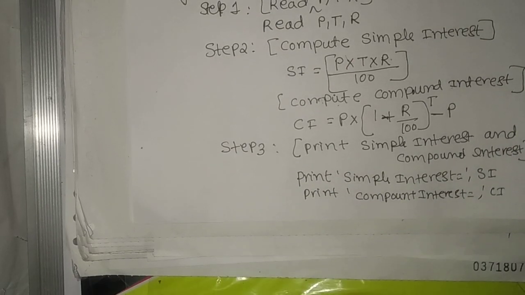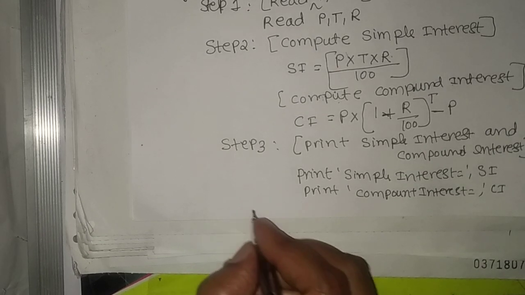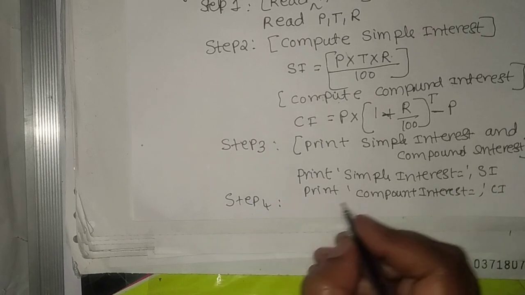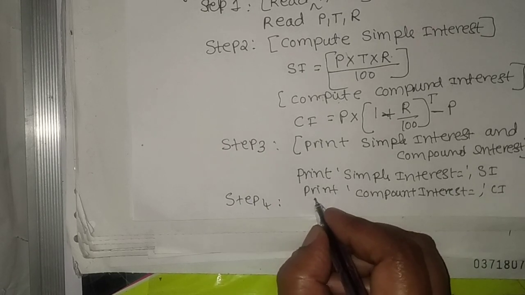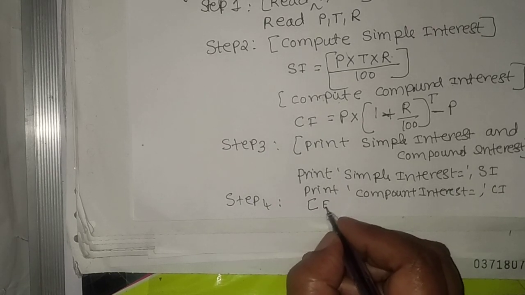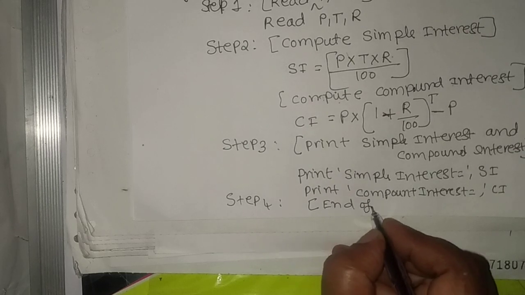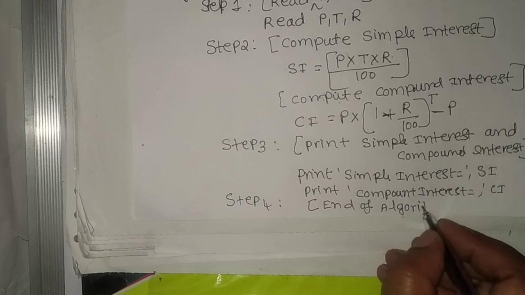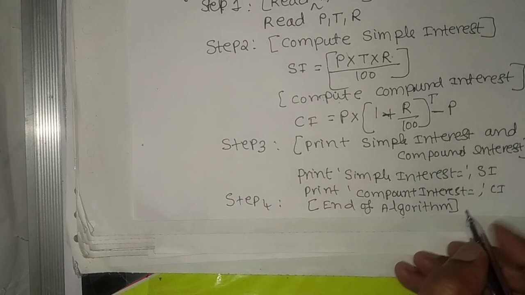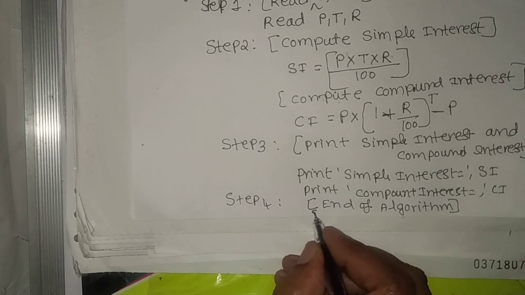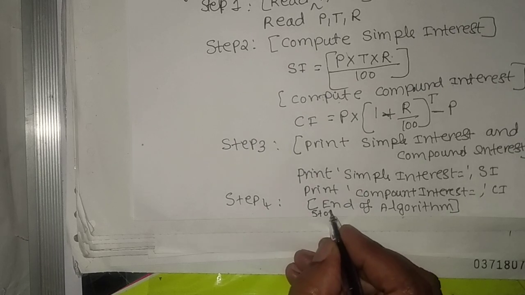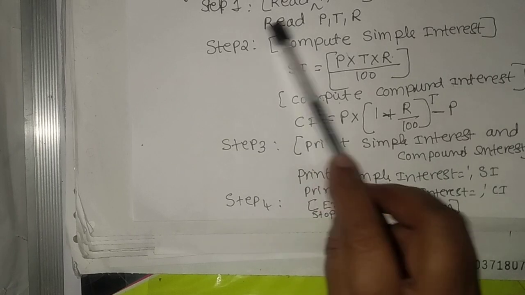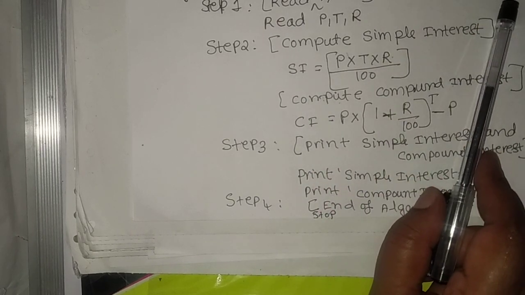So after this, last step will be step 4, that is end of algorithm, which is followed by stop statement. So I'll write stop here, stop. So this is an algorithm to find the simple interest and compound interest.